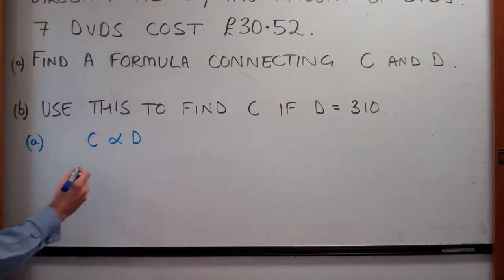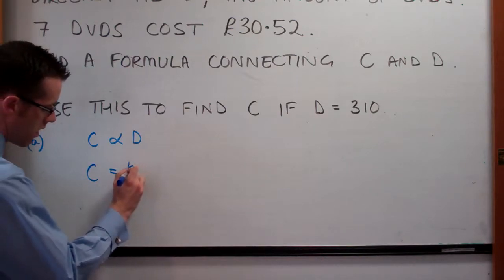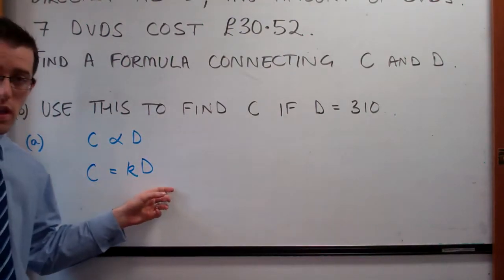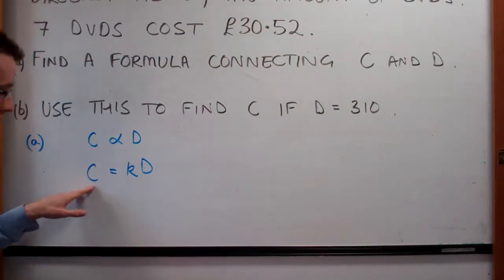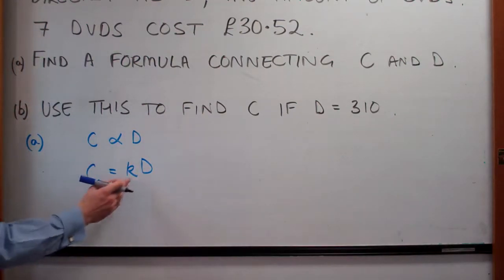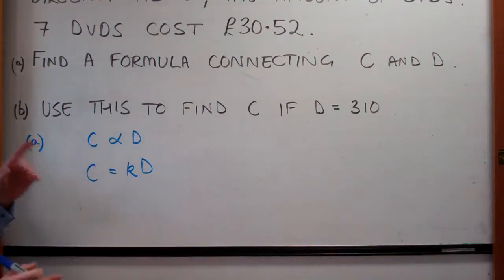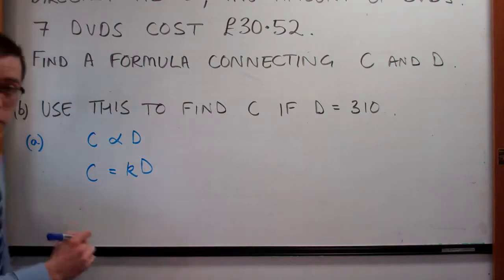Now what we can do is we can actually replace that with equals a constant times D. Alright, so C varies directly as D, and we also know that C then is equal to a constant times D. And what we've got to try and do is figure out the value of this constant here. Now we've been given 2 values from before. We've been told that 7 DVDs cost £30.52.